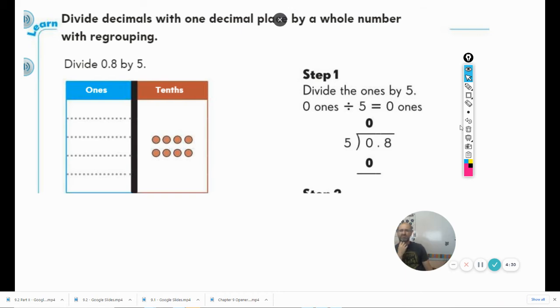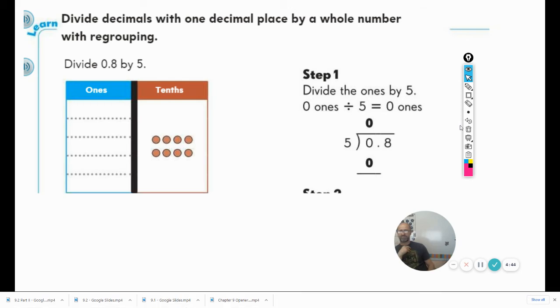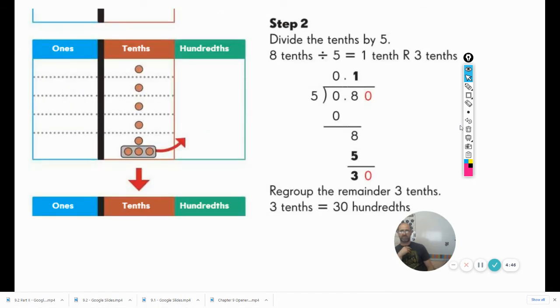Divide decimals with one decimal place by a whole number with regrouping. Divide 8/10 by 5. Okay, so you'd start as normal, or you can do the 5 goes into 0, or you can skip that part. Here's 5/10 divided by 8. And I think they're going to overcomplicate this a little bit, but we'll figure it out. Okay.